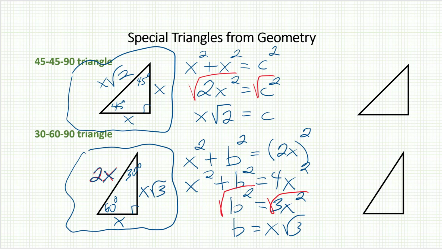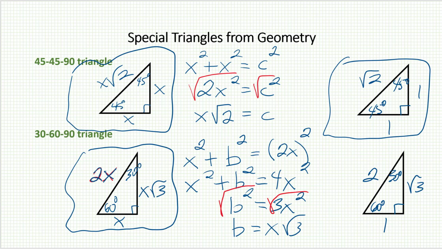The simplest version of these two pictures, for the 45-45-90 triangle, the simplest one would be the situation where x is 1, and then you have 1, 1, and the square root of 2. For the 30-60-90 triangle, the simplest situation would be the situation, again, where x is 1. That would make the medium side square root of 3 and the long side 2. We'll probably use these pictures just as often, if not more often, than the original pictures.